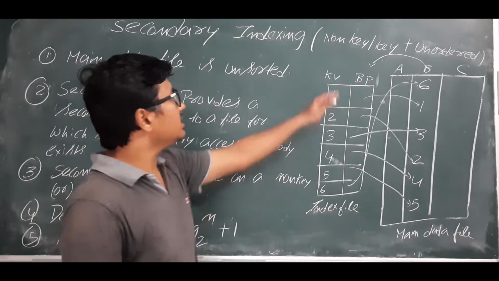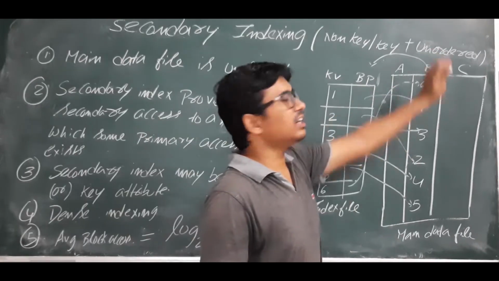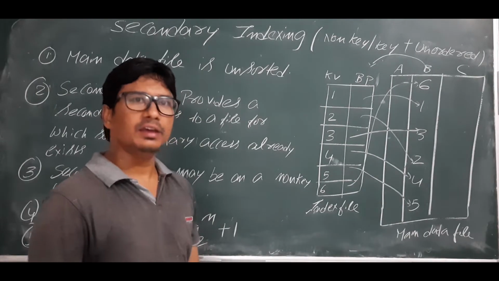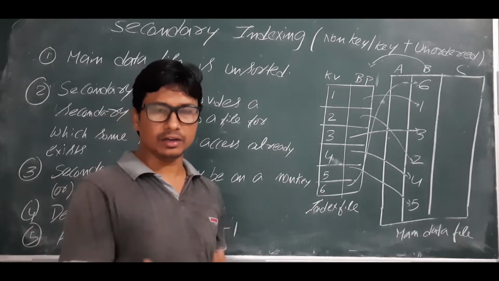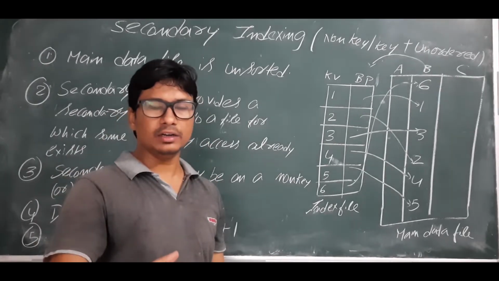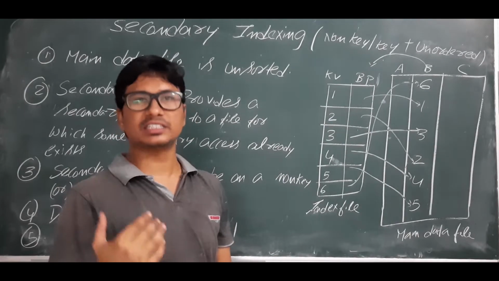Now it is applied on a non-key or a key attribute and the data file is an unordered file. A data file can be ordered or it can be unordered. If the data file is ordered, either we can apply primary indexing or we can apply clustered indexing.